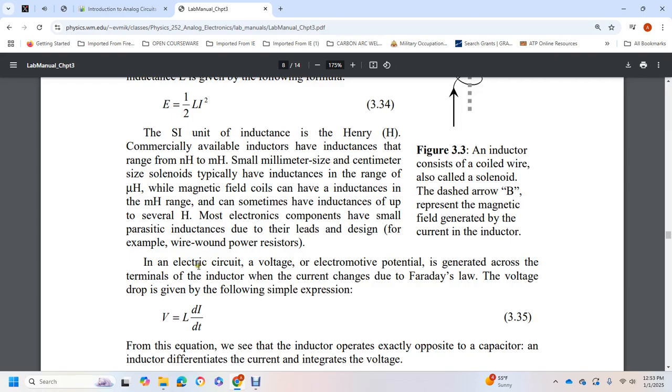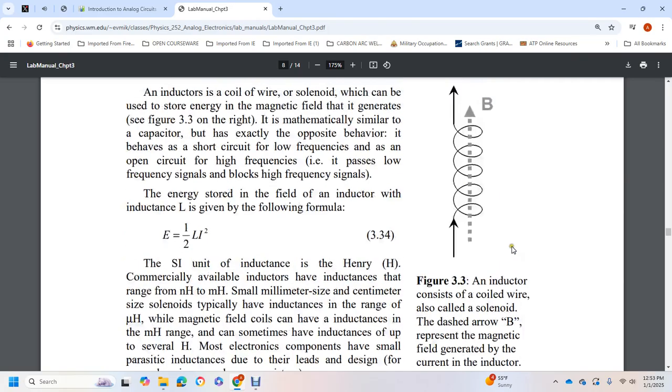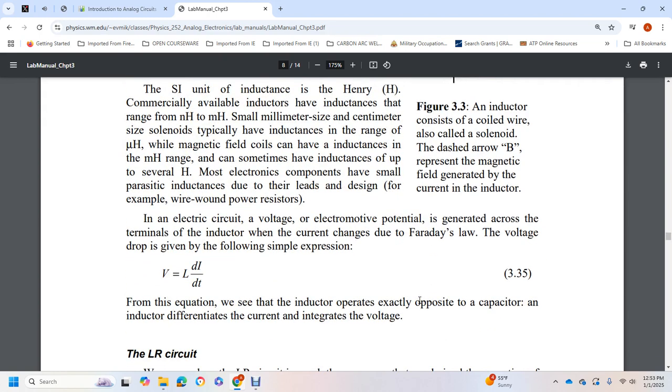Most electronic components have small parasitic inductances due to the leads in the design, for example the wire wound power resistor. Figure 3.3 shows that the inductor consists of coiled wire in a solenoid, with the dashed arrow B for the reference of the magnetic field generated by the current in the conductor. The voltage across the inductor terminals for a changing current follows Faraday's law.